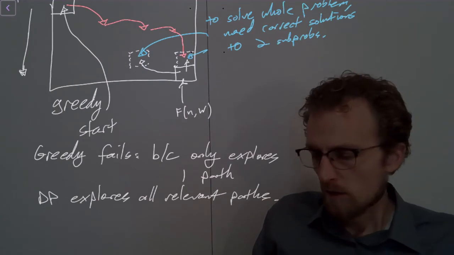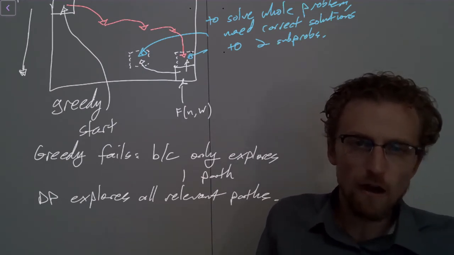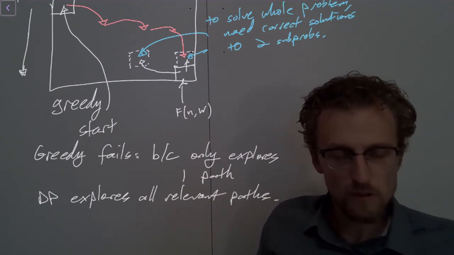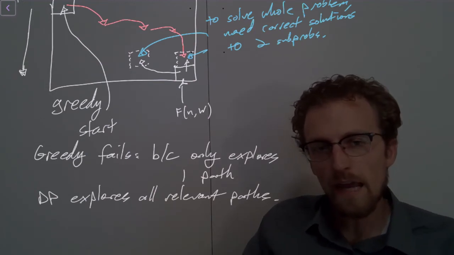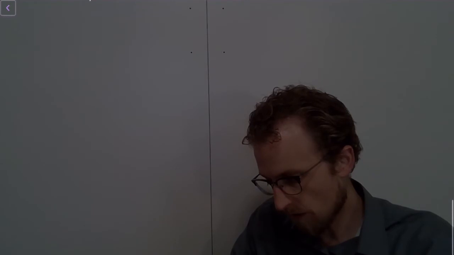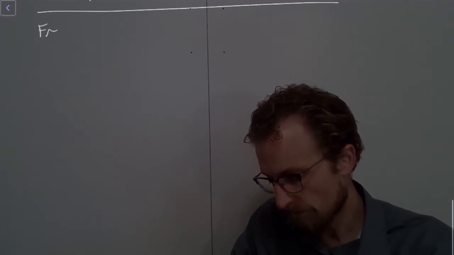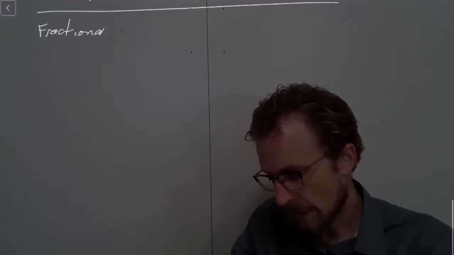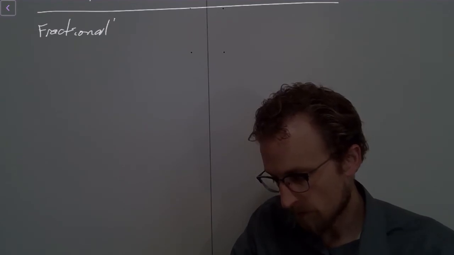Okay, so let's think about a variation of the knapsack problem, just a subtle variation, where a greedy algorithm is optimal. And this is called the fractional knapsack problem, as opposed to the 0-1 knapsack problem. So fractional knapsack.